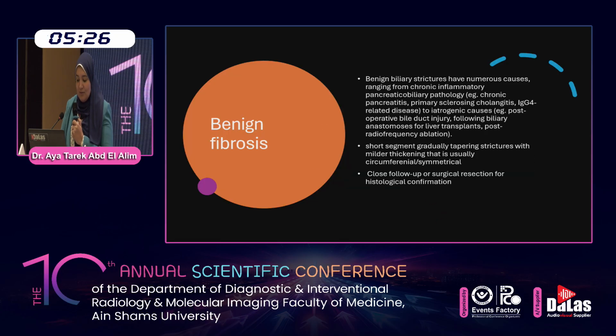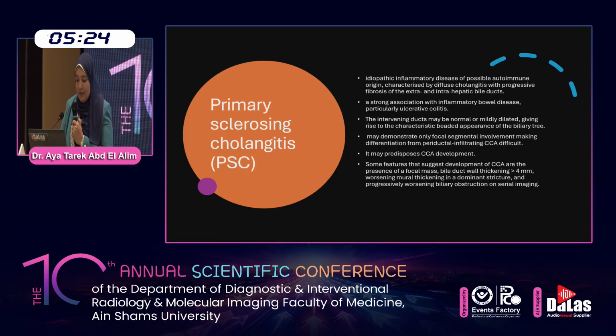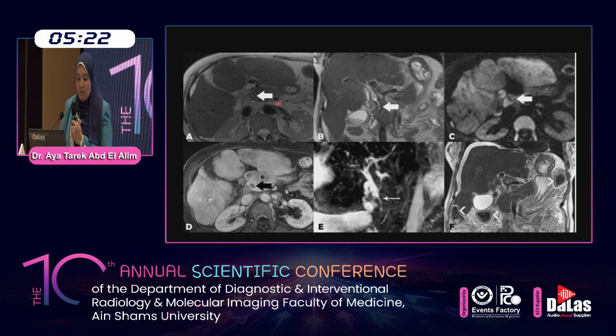Benign fibrosis, like any structure, can cause benign fibrosis, even heterogeneous. We can see here, but again, the thickening is smooth and regular, like this. And sometimes we can differentiate, and sometimes we will go to histopathology.